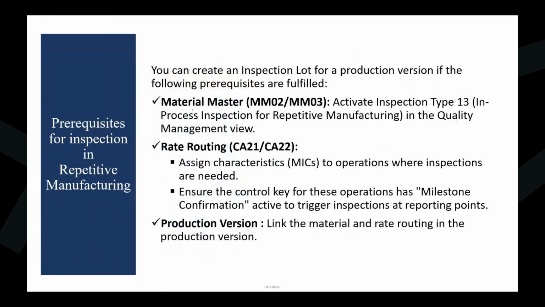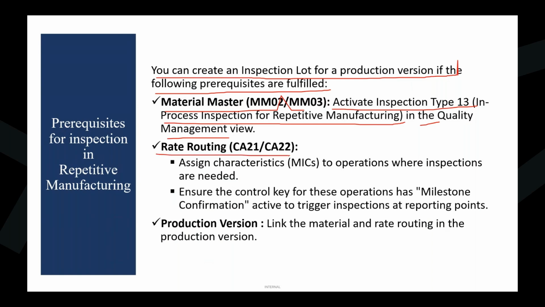So what are the prerequisites? You can create an inspection lot for a production version if the following prerequisites are fulfilled. One is the material master. In the material master, you need to activate inspection type 13, in-process inspection for repetitive manufacturing, in the QM view. Here you will be using the rate routing task list. In discrete manufacturing, if you recollect, we used normal routing, but here we will be using the rate routing. Assign characteristics to operations where inspections are needed. So you will assign the MICs to the rate routing. I will show you this in the system.